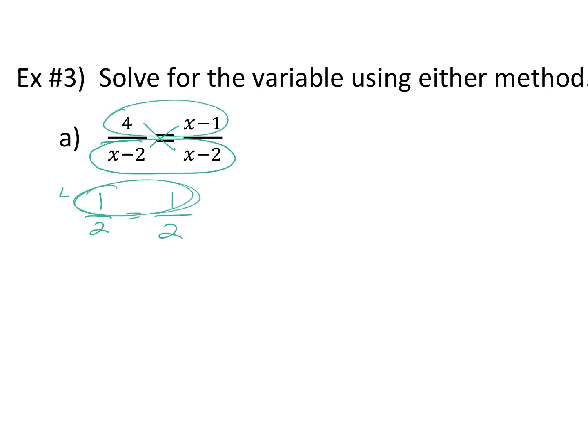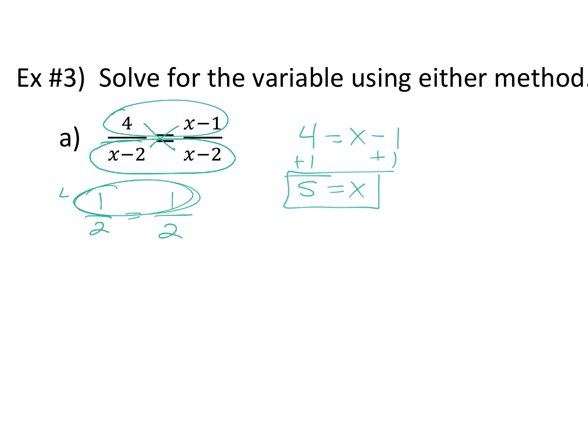So all you have to do here is 4 equals x minus 1. Add 1, 5 is your x value. I would do that. You didn't have to. You could cross multiply, but then you have to FOIL, and then you have to factor, and then you have an extraneous solution that gets thrown into the mix that doesn't work. I would just do this.